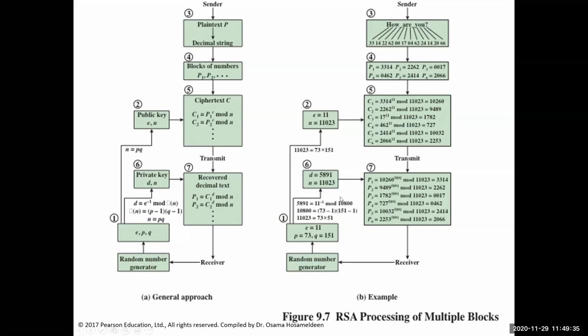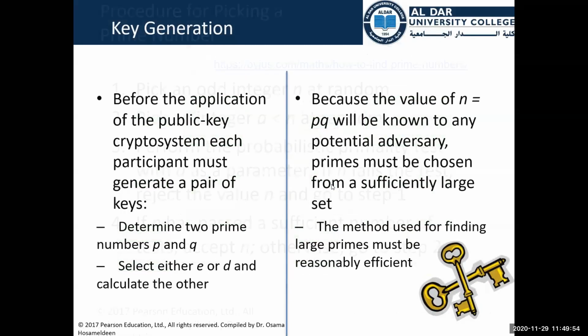So here, this is easy. You can use a computer to try many possible prime numbers to get the 11,023. But if this number is 309 digits, this is going to be a challenging task.